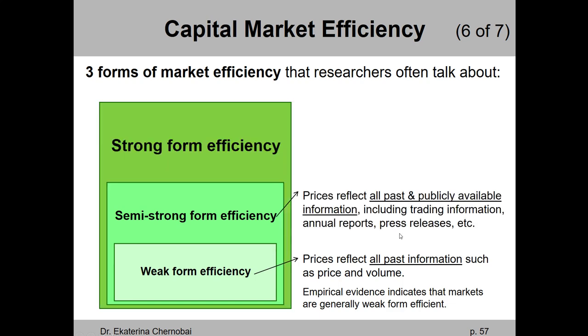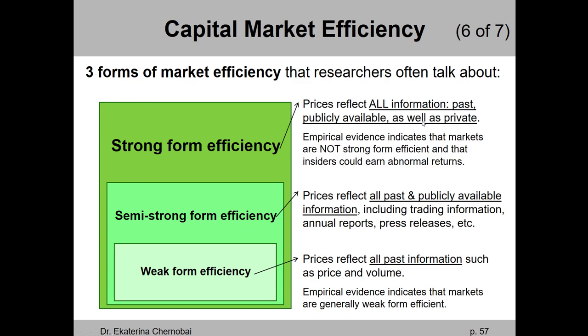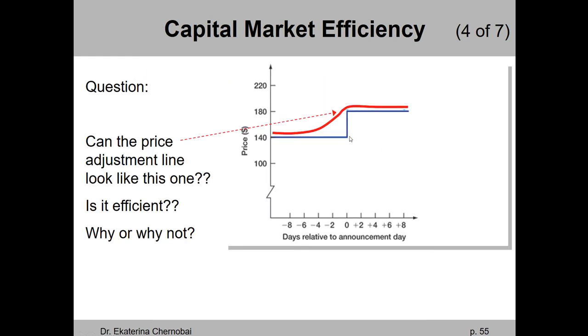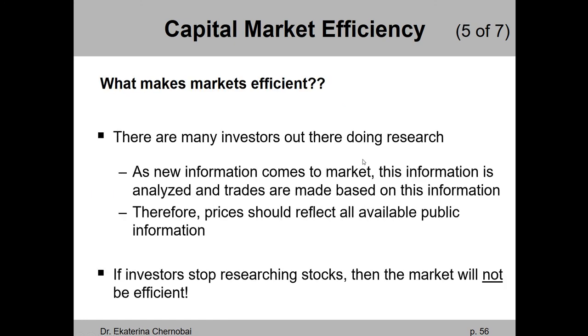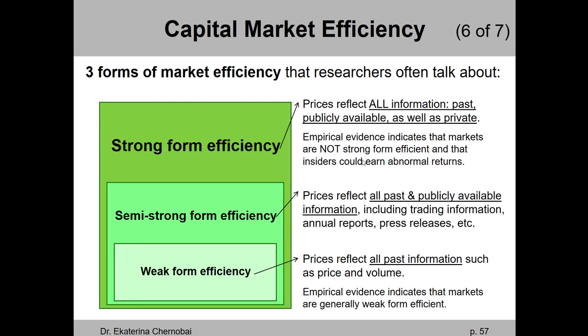Now, if you have past information, today's publicly available information, and also private information, meaning something about the future that only some people know but not the rest of the public. That's kind of what I showed earlier with the red line, right? If a group of people trade based on what they know about the future, and stock prices reflect information that is not publicly available yet, such as private inside information, then that would be called strong form efficiency.